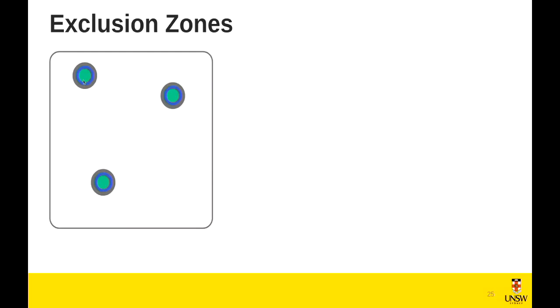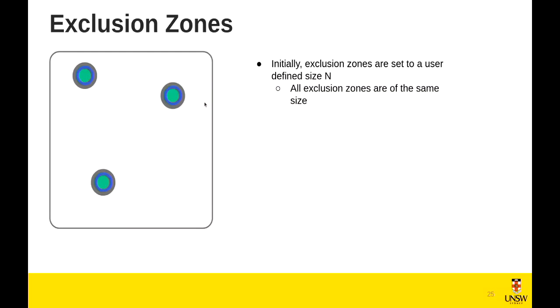Assume that each green circle here is a test case, and the colored area around this green circle is an exclusion zone. Initially, exclusion zones are set to a user-defined size, let's say n. And all exclusion zones are of the same size. And then we shrink the exclusion zones the more test cases are executed. So previously, the exclusion zone could be the gray area, and then it could be the blue area the more test cases we generate, and so on.